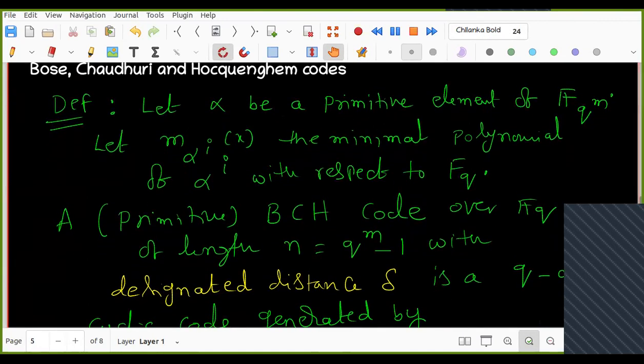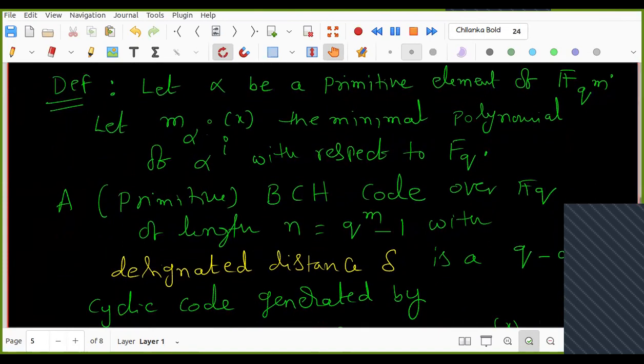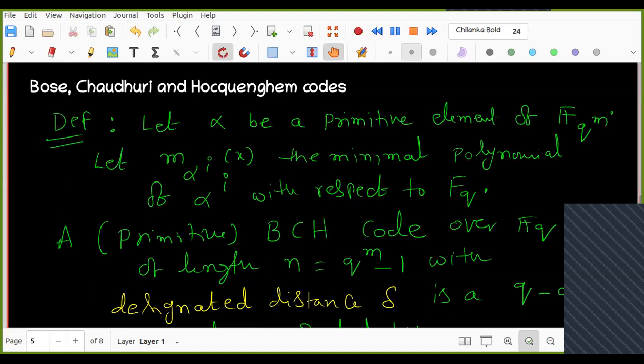Let alpha be a primitive element of F_q^m. So m_{alpha^i}(x) is the minimal polynomial of alpha^i with respect to F_q. Is it clear? You remember minimal polynomials, right? If alpha is a primitive element, it means a generator of F_q^m minus 0. Yeah, so this is a finite field and alpha is a generator.